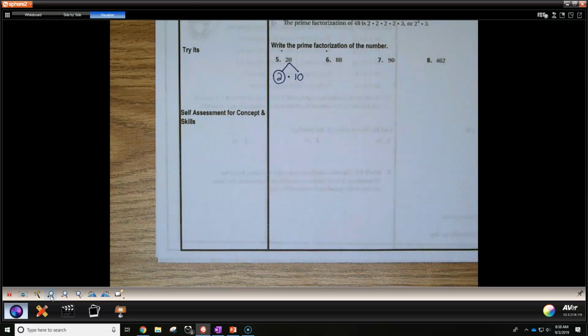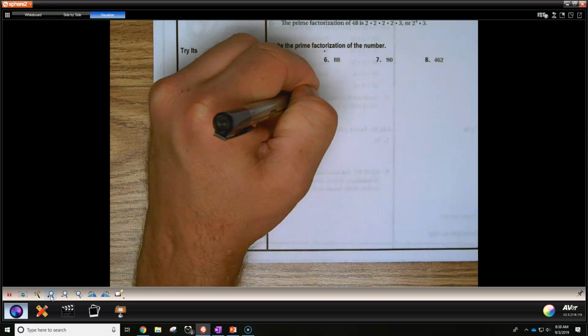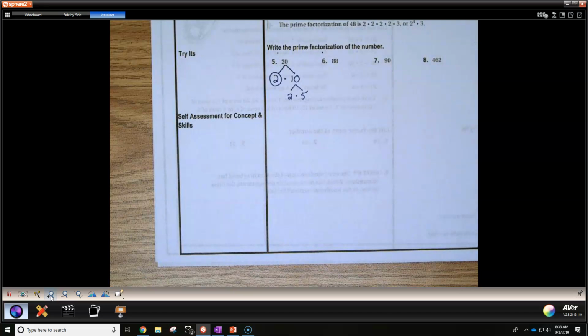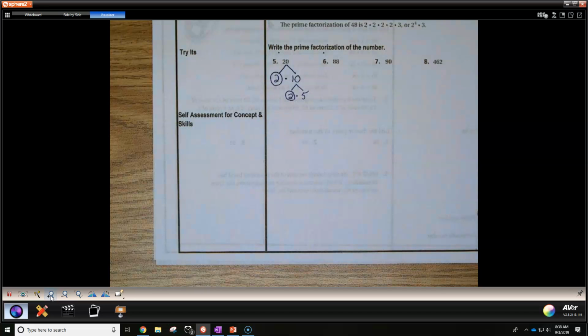Is 10 prime or composite? If it's composite, raise your hand and tell me a factor pair of 10. Joseph. Okay, let's do 2 times 5. Is 2 prime or composite? Prime. Circle it. Is 5 prime or composite? Ooh, it's prime.